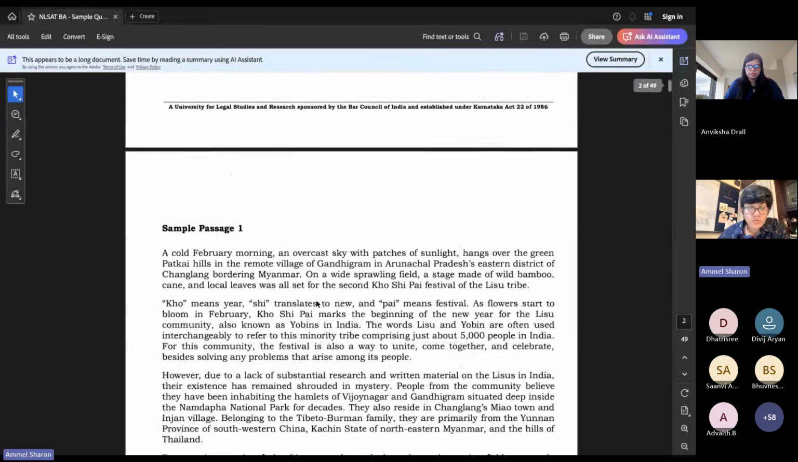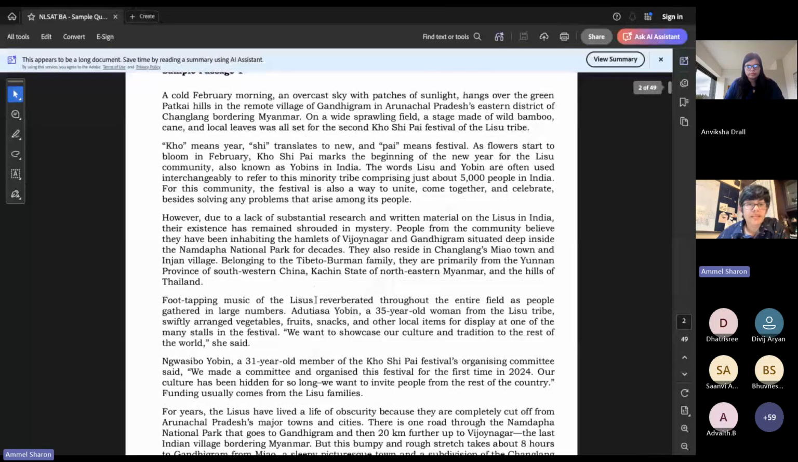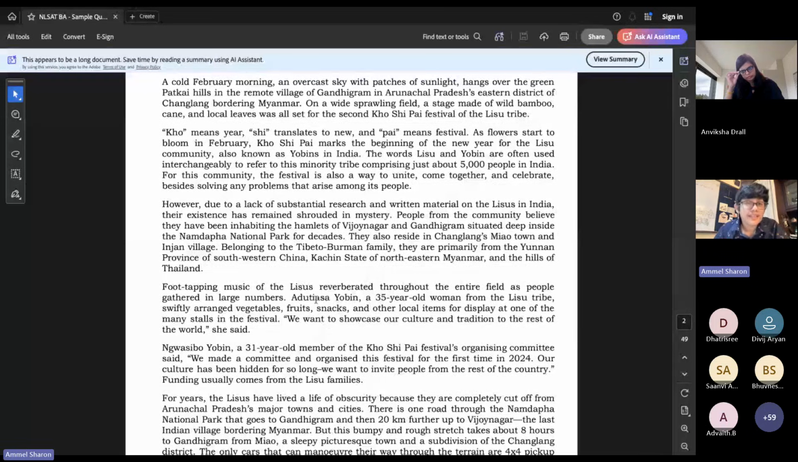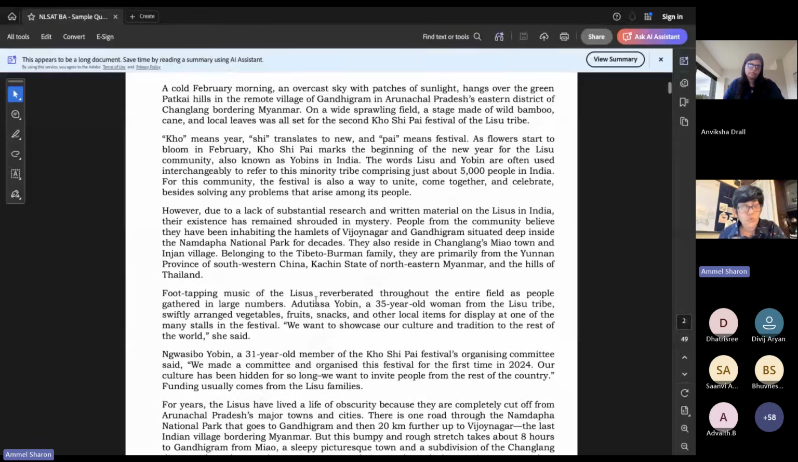Let's go to sample passage 1. These sample passages are about 500 words. And then there are a number of questions based on these sample passages. I'm going to read out one and then we'll solve the questions based on this passage.